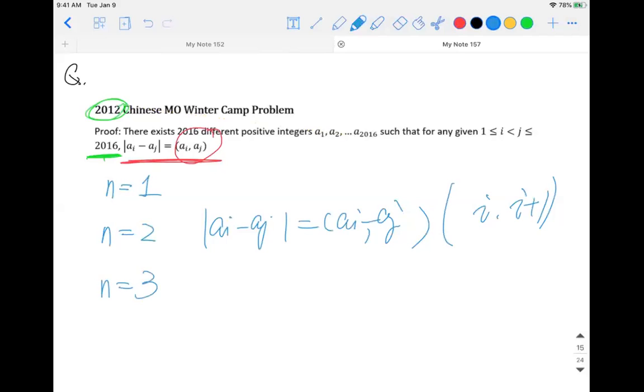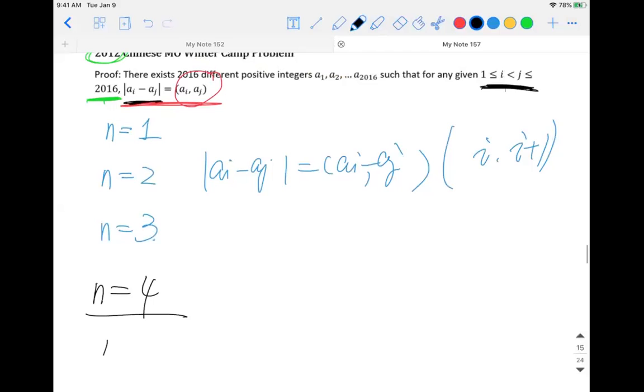N equals 3. I think this is going to be a little bit difficult, because this is not only for two numbers. This must hold for any numbers: any ai minus aj, the absolute value, must equal ai and aj's greatest common divisor, right? Then what about n equals 4? The complexity is increasing exponentially, right? For the first couple of numbers, you can maybe count on your fingers and figure it out. As long as you go to 4 or 5, it's going to increase like crazy.